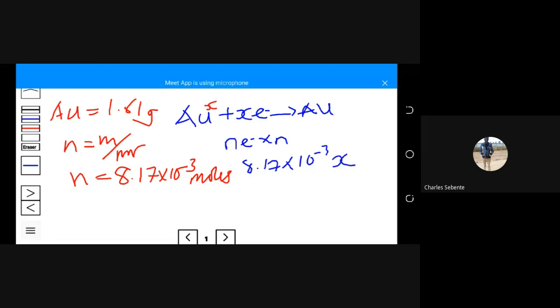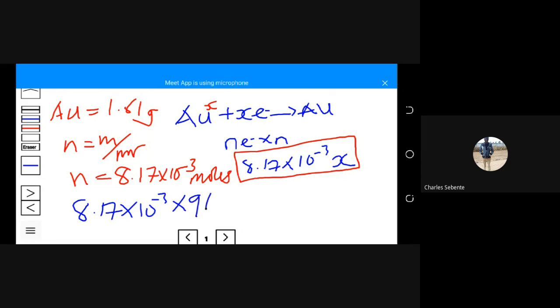We have that, and we want the charges. So we multiply the number of moles that we've just found by the Faraday constant. So now it would be 8.17 times 10 to the negative 3 x multiplied by the Faraday constant. The reason we are multiplying is that what we are finding is the number of charges that were required for gold to be plated.